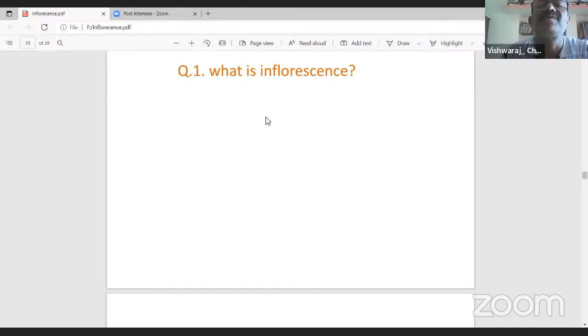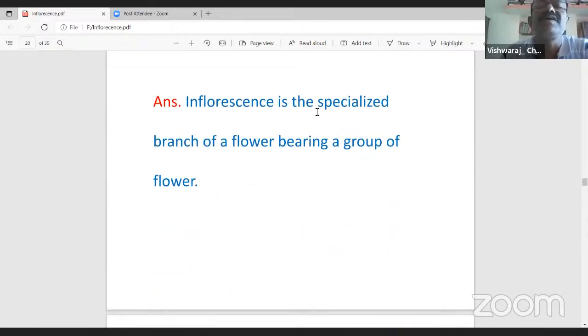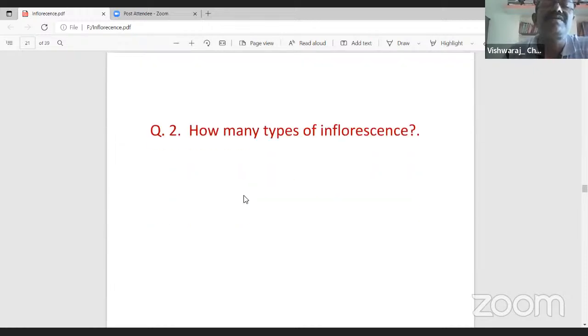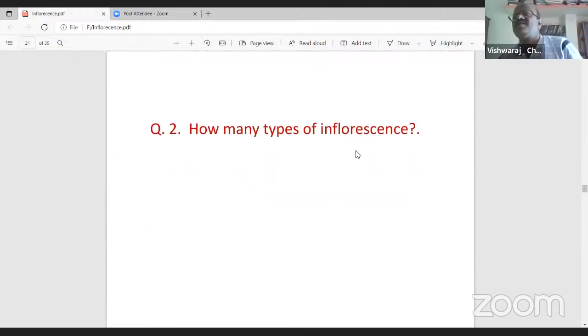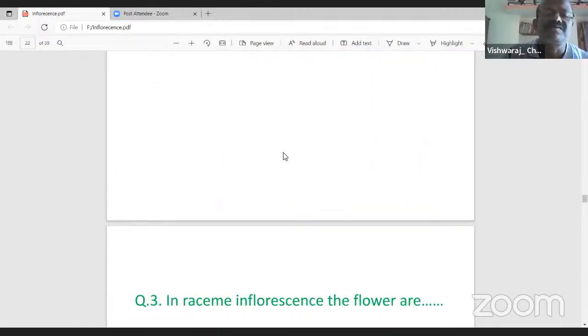Yes, the meaning of inflorescence. Their answer is: inflorescence is a specialized branch bearing a group of flowers. We have seen three definitions. Then second question: how many types of inflorescence? This is a simple and easy question. Racemose, cymose, and the third type, special type. There are three types of inflorescence.